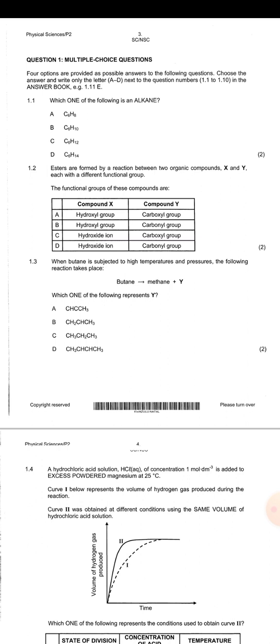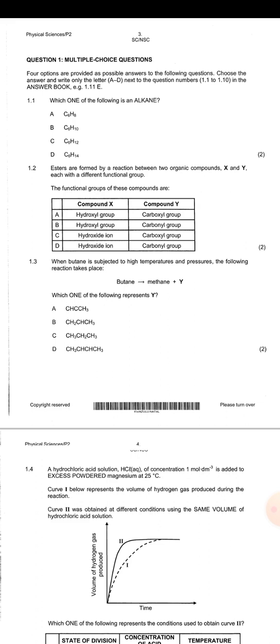Then if you look at C, that is C6H12. 6 times 2 is 12. So that is like CnH2n. That is an alkene, not an alkane. Then D, obviously that's what we have been looking for. That is the answer. So for question 1.1, the answer will be D.